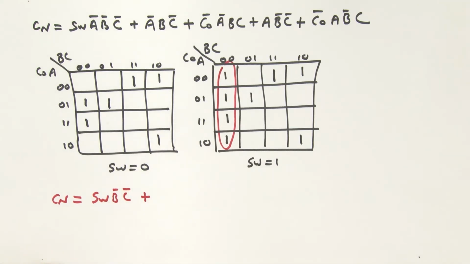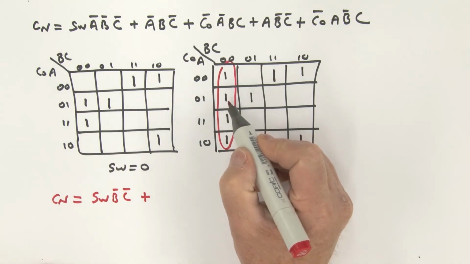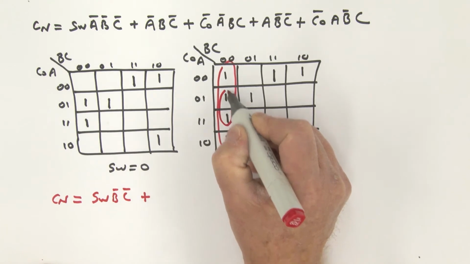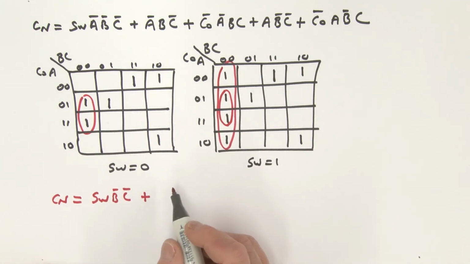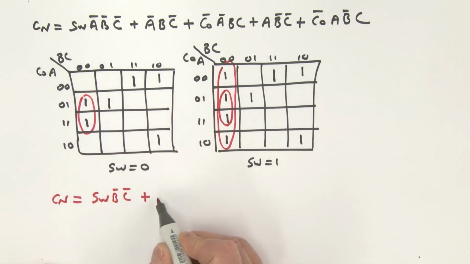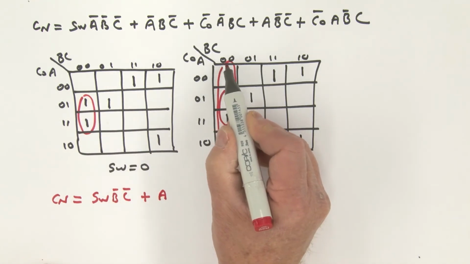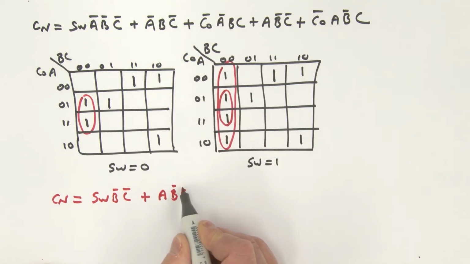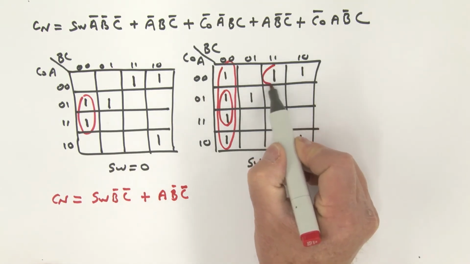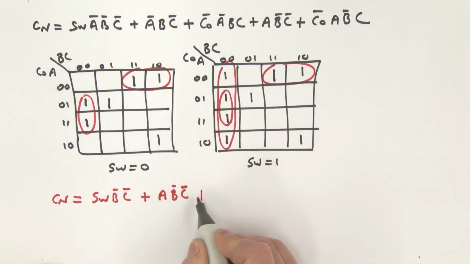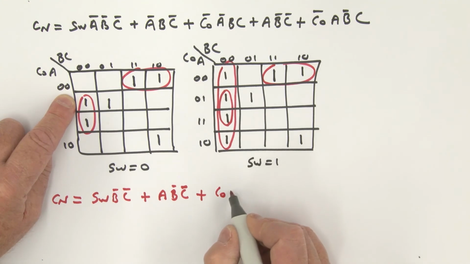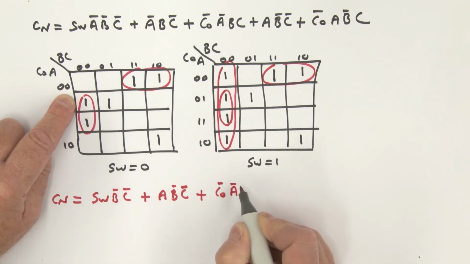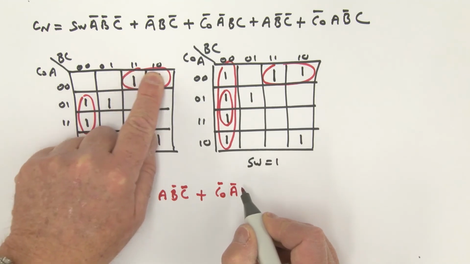Or, let's see, what else can we grab here? Well, I could get these 2 here with these 2 over here. Let's see if we can read that off. It's on both maps. So reading that off, we have A, and it is B bar, C bar. All right, what else can we do? Well, I can grab these 2 with these 2 over here. It's on both maps. Let's read this off. That's a CO bar, A bar, and then what's common as I move in this direction is just B, isn't it?